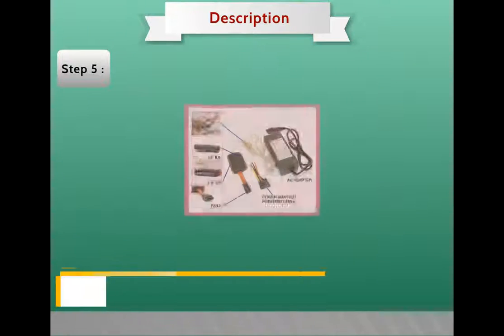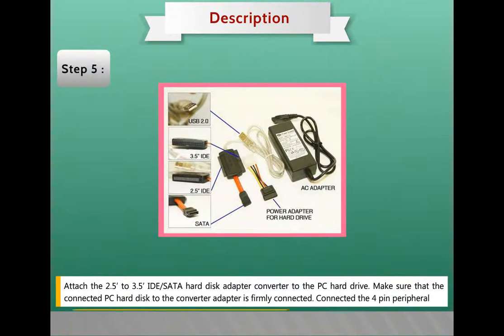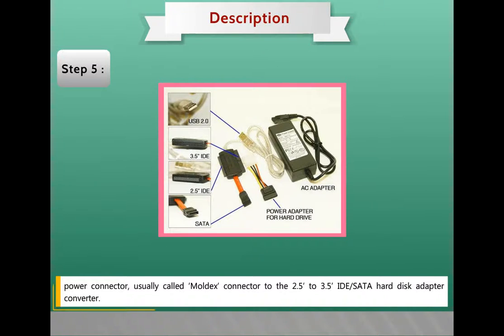Step 5. Attach the 2.5 to 3.5 IDE SATA hard disk adapter converter to the PC hard drive. Make sure that the PC hard disk is firmly connected to the converter adapter. Connect the 4-pin peripheral power connector, usually called Molex connector, to the 2.5 to 3.5 IDE or SATA hard disk adapter converter.